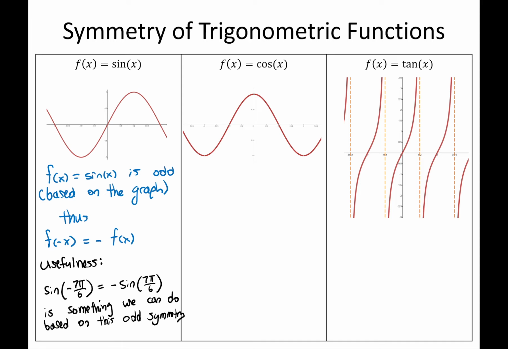Now let's look at the graph of the cosine function. It's only mirrored left and right. So f of x equals cosine of x is even, also based on the graph. Thus, f of negative x equals f of positive x.